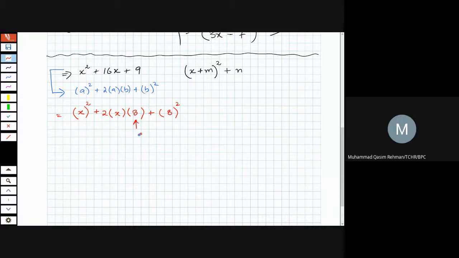Excellent. Now let's check if anything has changed. The first one, x whole squared, is the same as x squared. It doesn't make any difference, right? Yes, sir. Now look at this one: 2 times x times 8 gives me 16x, which is the same as this one. Good to go. The last part, 8 squared, which is 64.